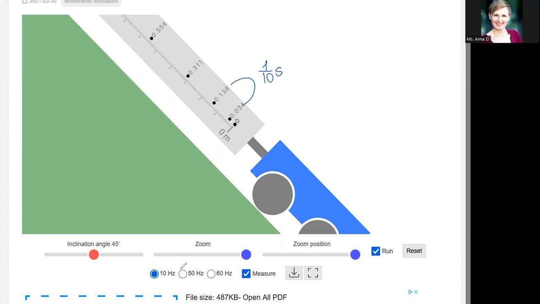If I switched it to 50 Hertz, that would be 1/50th of a second. And if I switch to 60 Hertz, that would be 1/60th of a second. It probably means that there will be more frequent dots here, probably more accurate calculations. That's an open-ended question. For now, I'll just stick with 10.